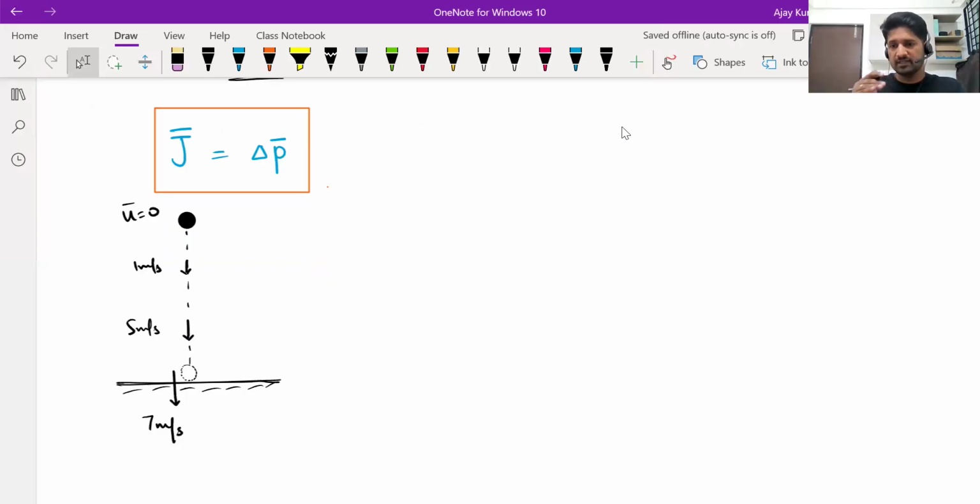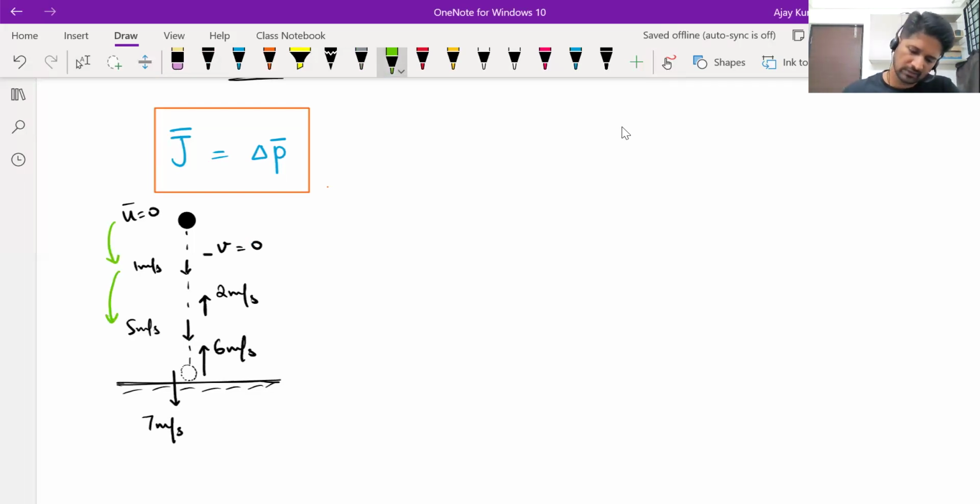Then what happens after it hits the ground? Immediately its velocity changes. It's not a gradual change, it's a sudden change. Just after hitting the ground, its velocity could suddenly change to something like 6 meters per second in the upward direction. Then again, it gradually decreases, maybe becomes 2 meters per second somewhere, and then comes to rest. So see this 0 to 1 and then this 1 to 5, these are gradual changes. There also there is change in momentum happening. Velocity is changing, momentum is changing because mass is constant. But you don't call that change in momentum impulse.